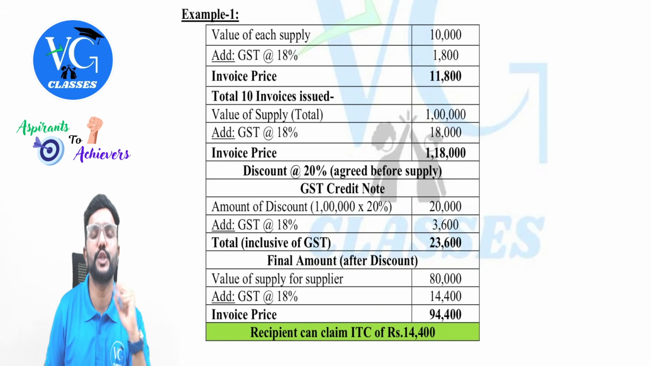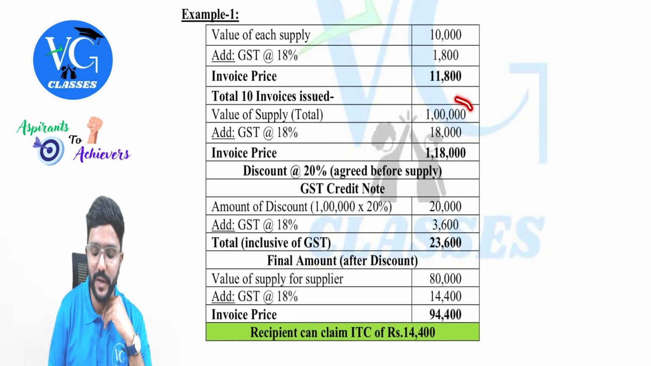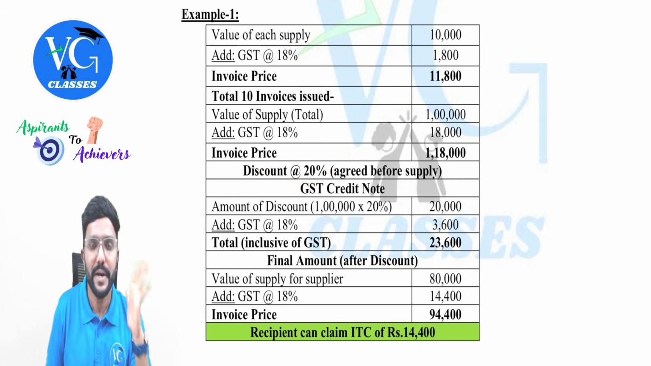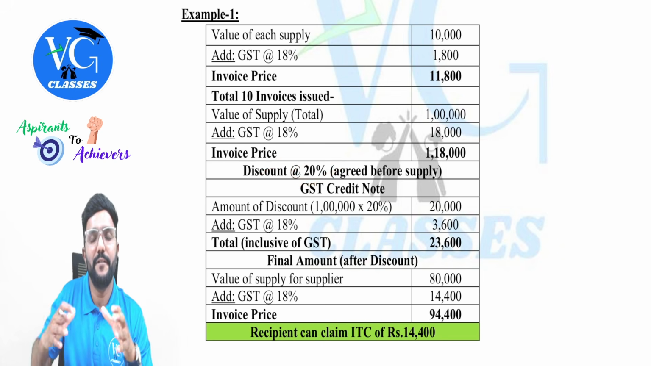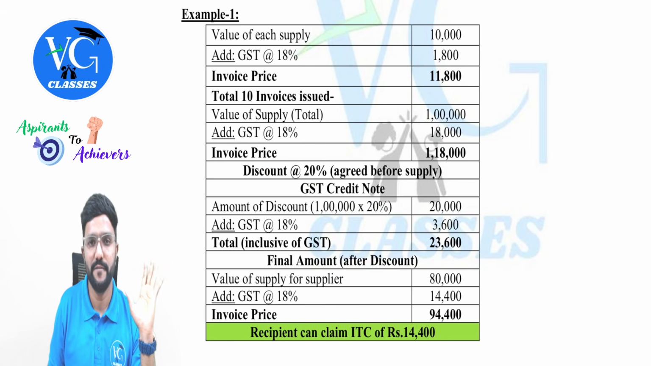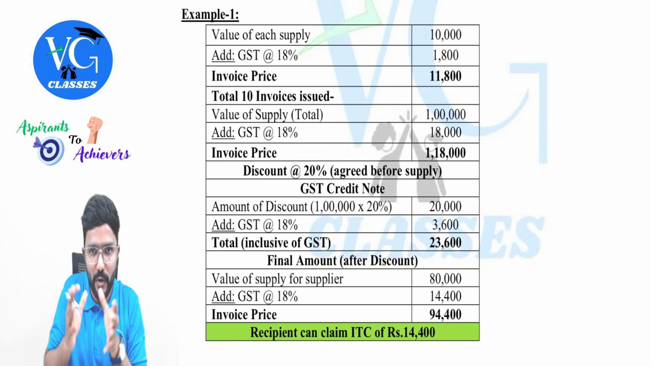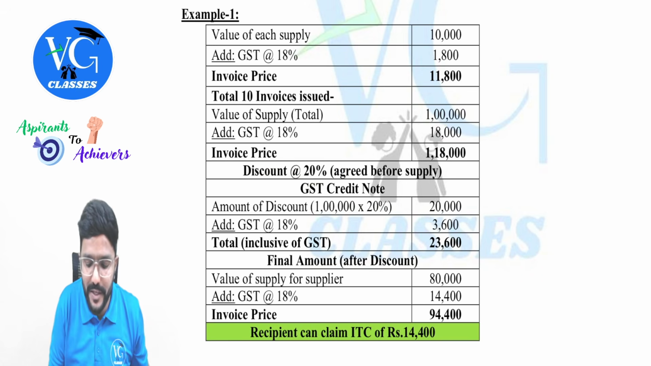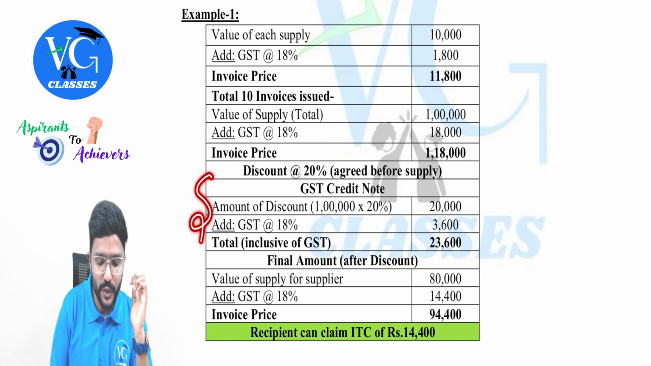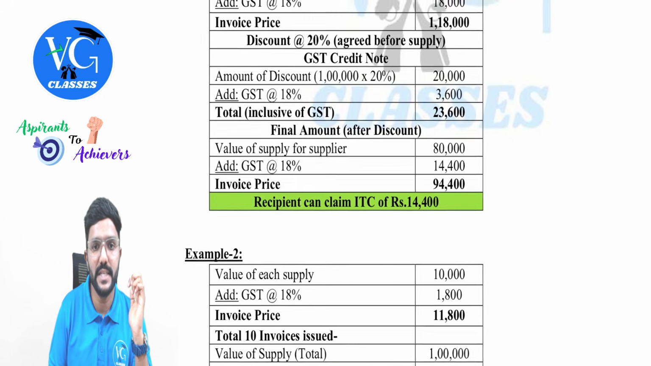And the supplier had promised the recipient, if you purchase 1 lakh worth of goods from me, you will get a 20% discount. The supplier has already promised this to the recipient. Now, in the year, at different time points, the recipient has purchased the goods or availed the services for which invoices are already issued. But now the total value of the supply is coming to how much? 1 lakh plus GST. Now the recipient became eligible for the discount. Yes. Now the supplier is passing on the discount through a credit note, which we call a GST credit note.